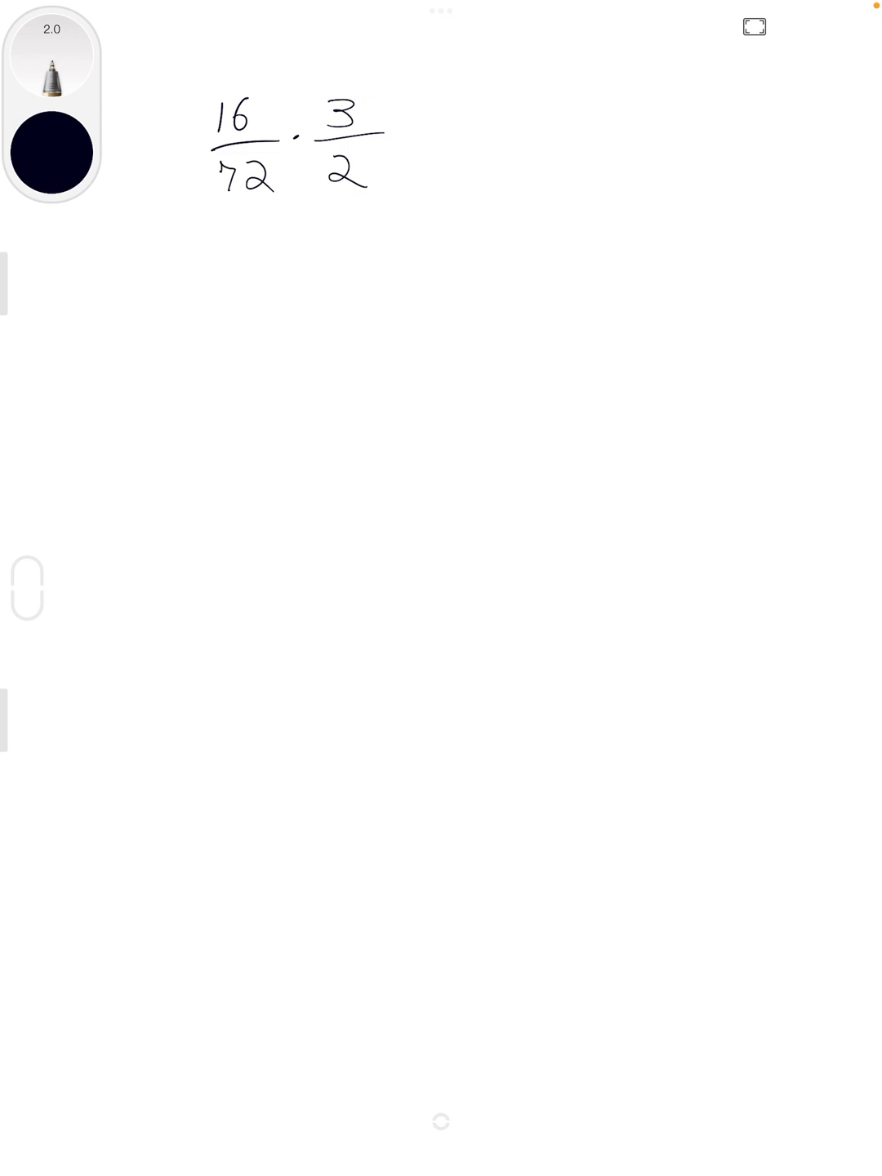Or I can say, well, wait a minute, 16 is equal to 2 times 8, and then these 2's will cancel. 72 is equal to 3 times 24, so these 3's will cancel. But wait a minute, 24 is equal to 8 times 3, so these 8's will cancel.